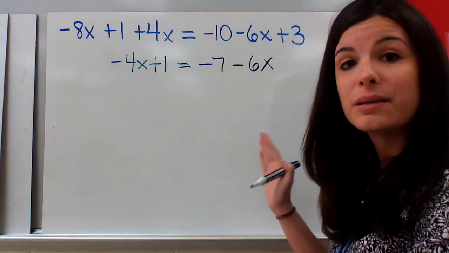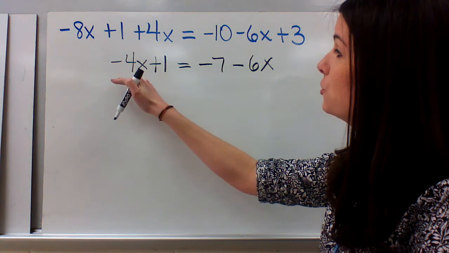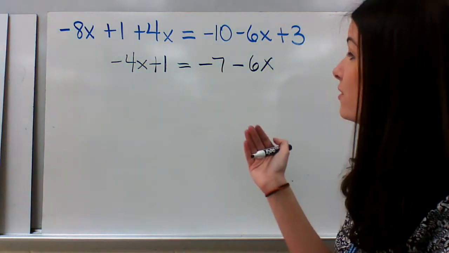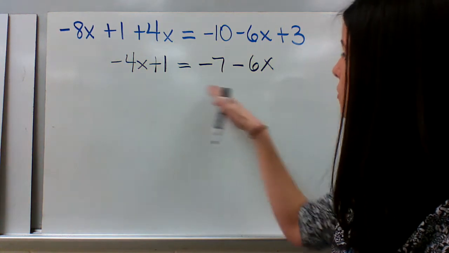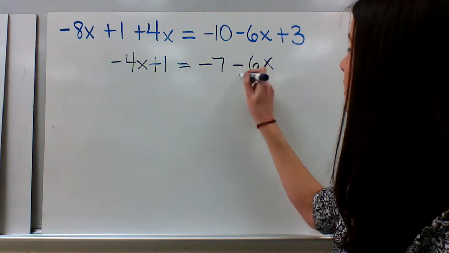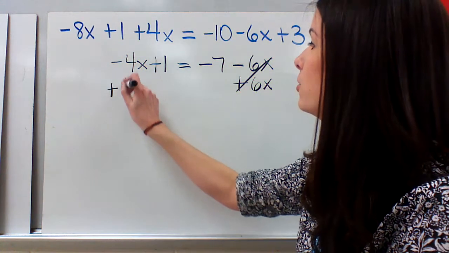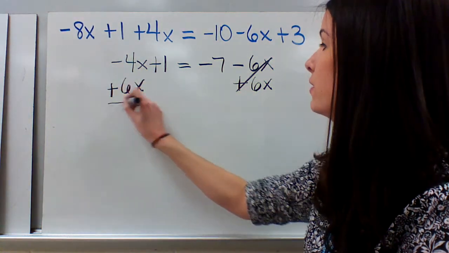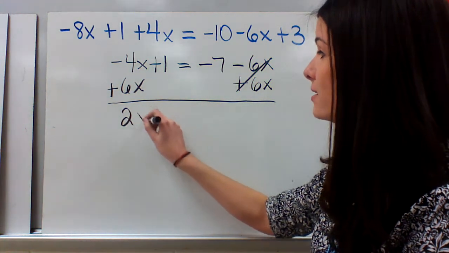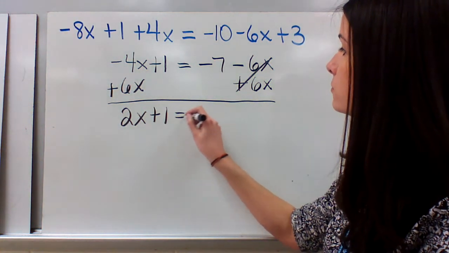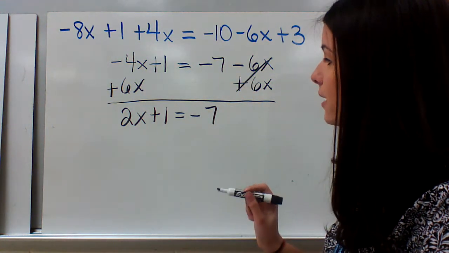Then I'm going to eliminate the variable from one side. I'm going to try to not have a negative variable term, so I can either add 4x or add 6x. And if you add 6x, that will allow you to not have a negative variable term, because negative 4x plus 6x is 2x, and then you still have negative 7 on the right side.